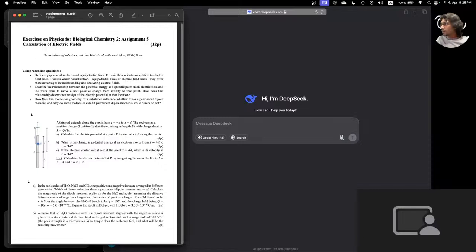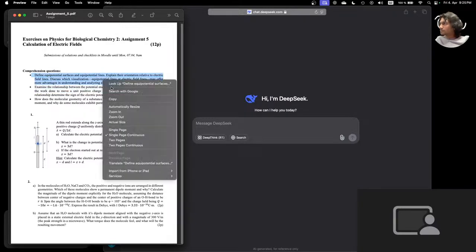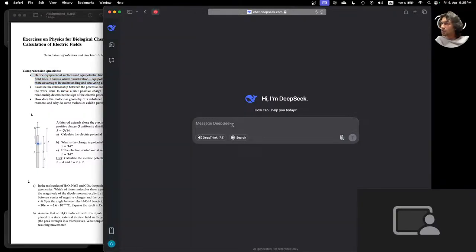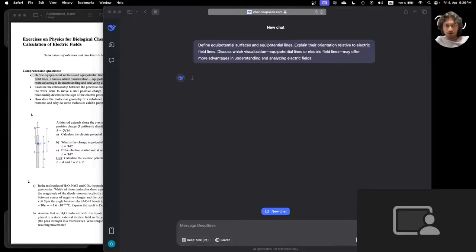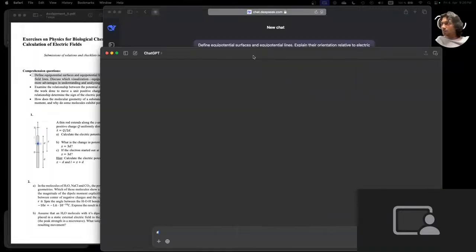So define equipotential surfaces and equipotential lines. I don't know. I forgot. Let's ask DeepSeek. And there should be the GPT also, right?